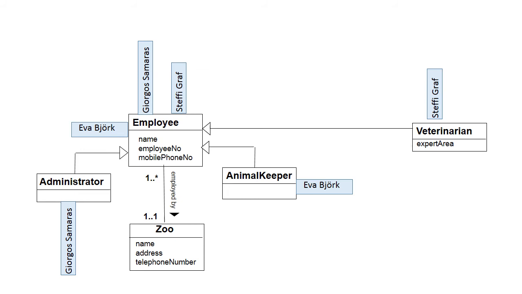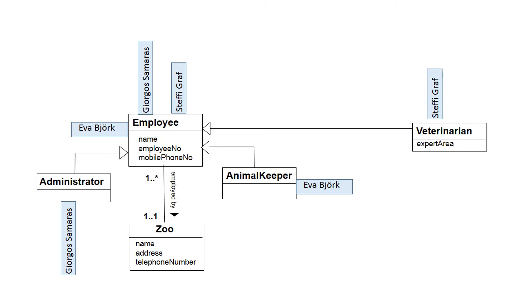Let's now elaborate around the generalization specialization relationship between employee, the administrator, the animal keeper, and the veterinarian. We do that by adding objects. We can see that an object of the administrator is Georgios, that an object of the animal keeper is Eva Björk, and an object of the veterinarian class is Steffi Graf.